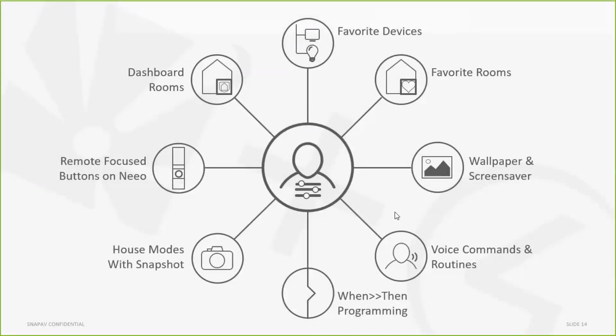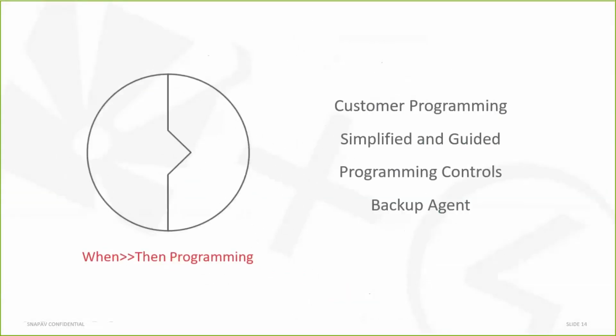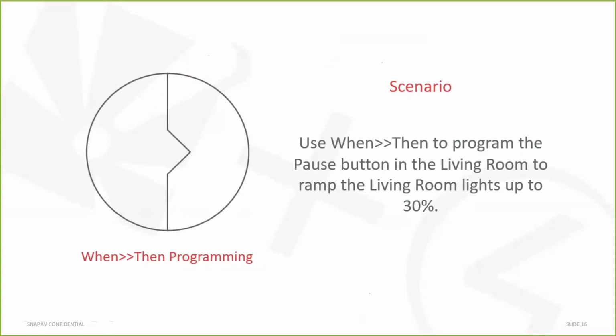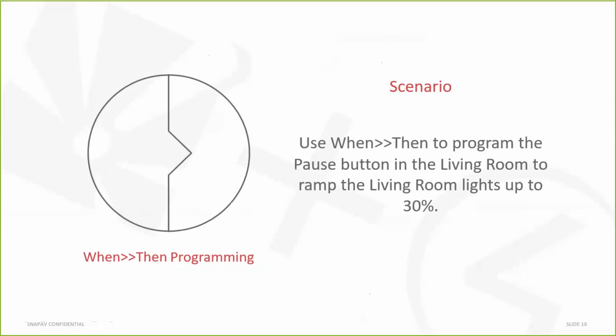Right, so that was my voice commands on the routines, and then moving on to the when and then programming. This was another great feature for the customers, where the customer can have a feel of automation. They might be proud that they did something on their own, something which worked by themselves. For example, when they're watching a movie, they want the lights to go to 30%, or when they stop the movie, they want the lights to come on by themselves. They can actually do it.